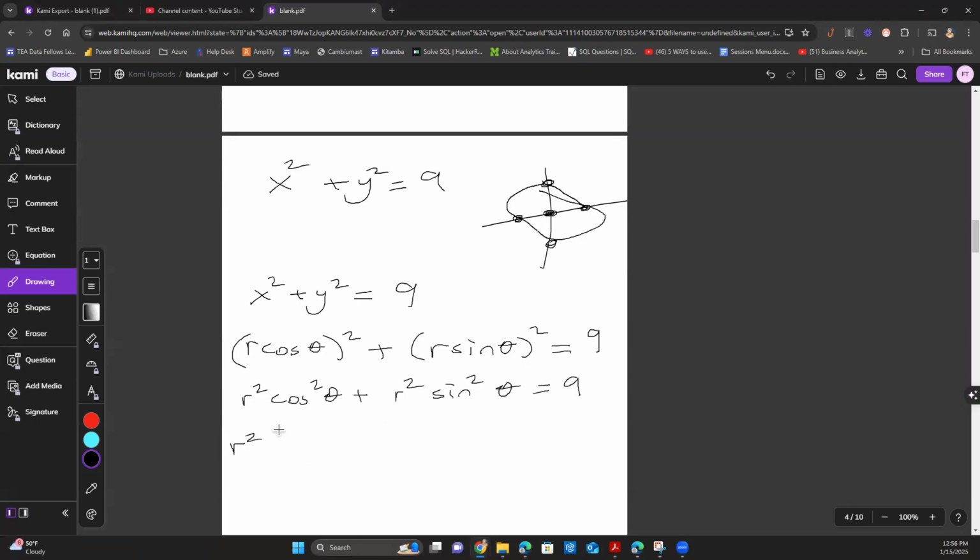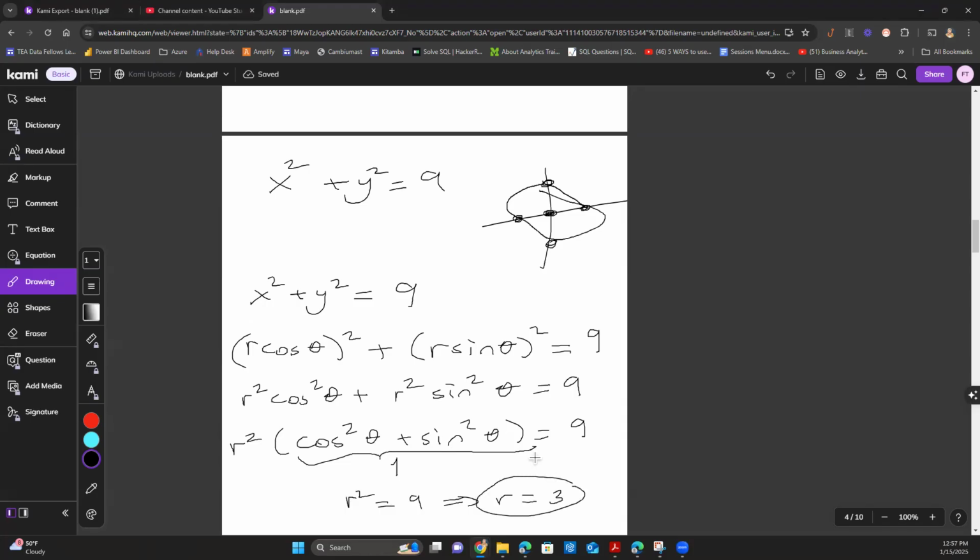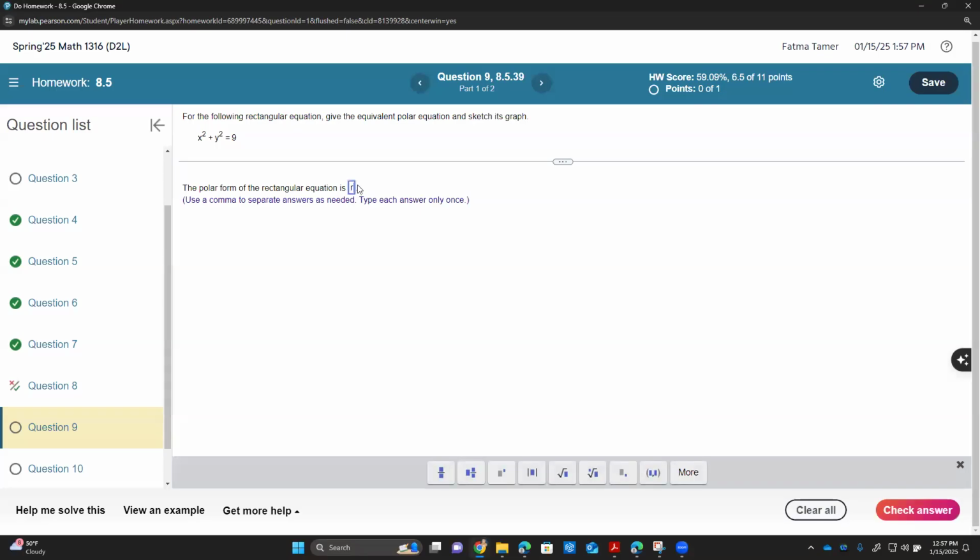R squared is a common factor, so I'm going to factor this out. All of these steps are very important. And then I will make this equal to 9. In any trigonometric class, sine squared plus cosine squared of any angle is always equal to 1. So we get r squared is equal to 9. When we take the square root of each side, r equals 3 is the polar form of this. So whenever I have r equals 3 in a polar equation, I must also know that this is going to give me a circle.